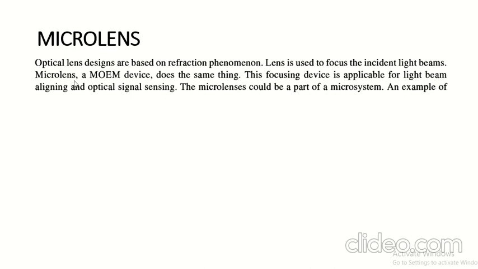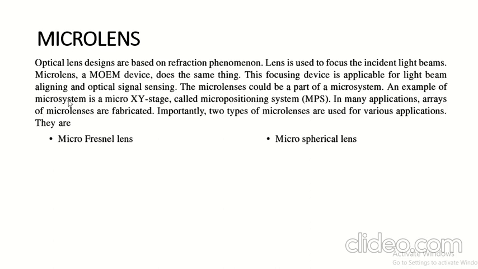Micro lens, as the name suggests, is a micro optical electromechanical device that does the same thing, that it focuses the incident light beams when it is used in micro devices. This focusing device is applicable for light beam aligning and optical signal sensing. The micro lenses could be a part of a micro system. An example of micro system is a micro XY stage called micro positioning system.